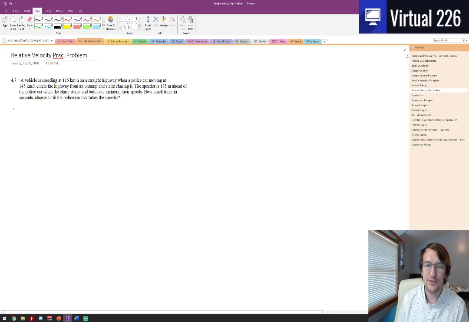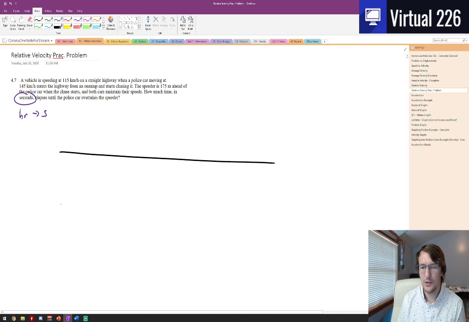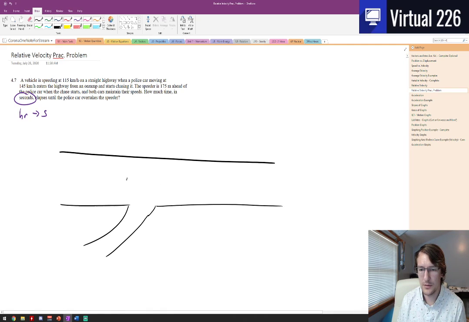Let's not do this problem in seconds. Let's just do it in hours first and then convert to seconds. Maybe it'll make things a little bit easier to begin with. And let's draw a picture because pictures are super helpful. So here's our road. Here's an on-ramp or something. That's a poorly drawn on-ramp, but whatever. So here's the cop car. And here is the speeder.